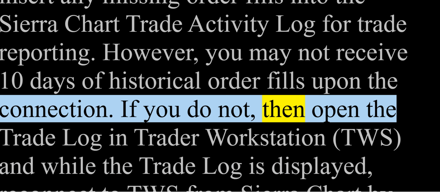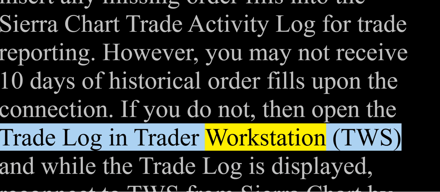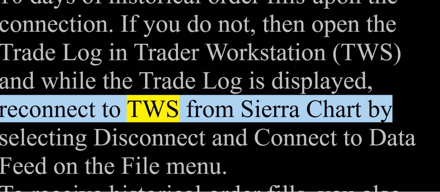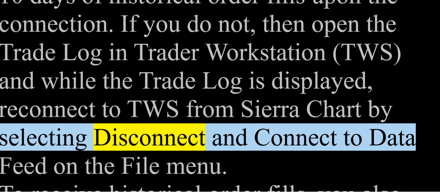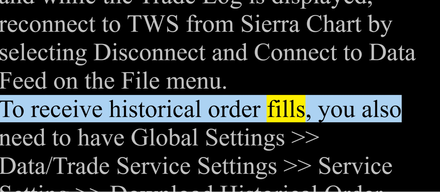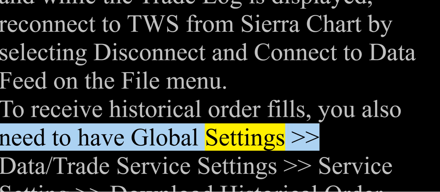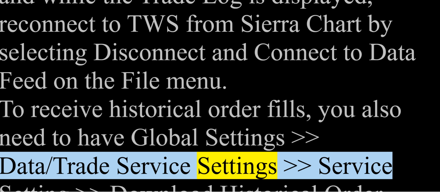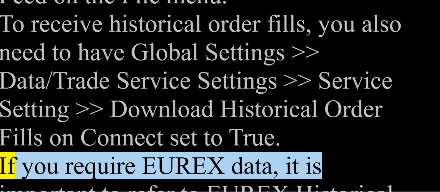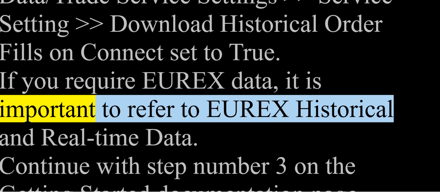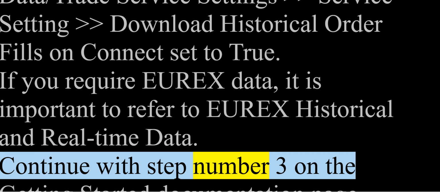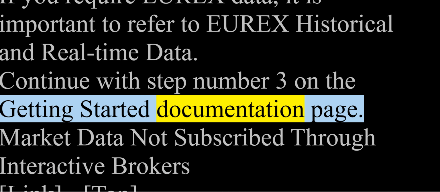If you do not, then open the trade log in Trader Workstation, TWS, and while the trade log is displayed, reconnect to TWS from Sierra Chart by selecting Disconnect and Connect to Data Feed on the File menu. To receive historical order fills, you also need to have Global Settings, Data/Trade Service Settings, Download Historical Order Fills on Connect set to True. If you require Eurex data, it is important to refer to Eurex historical and real-time data. Continue with step number 3 on the Getting Started documentation page.